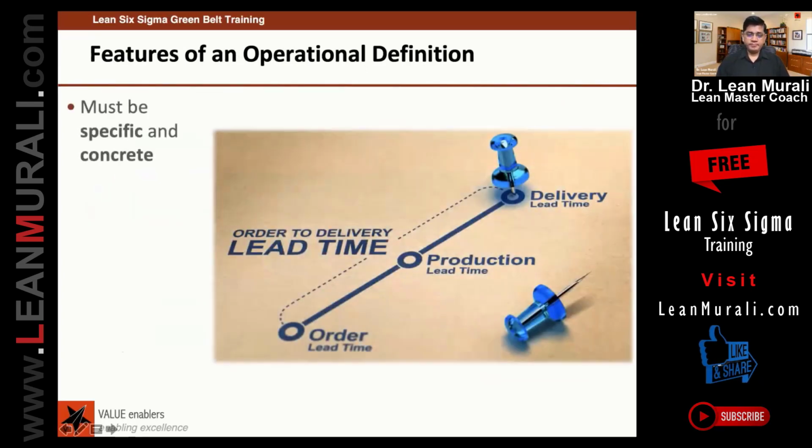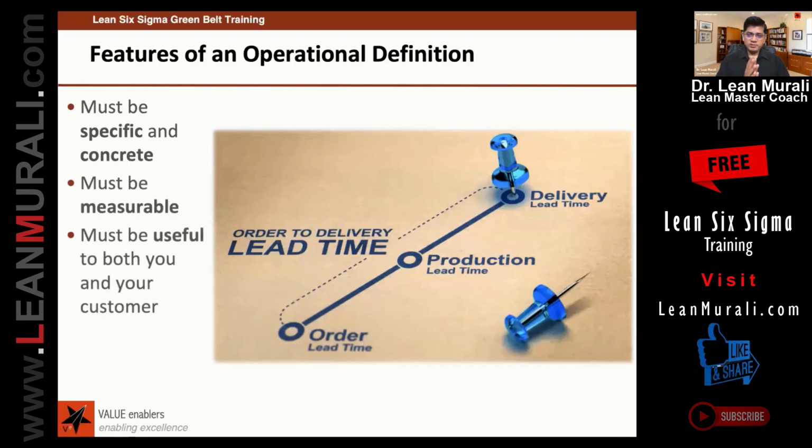For example, when we talk about order to delivery lead time, if you really want to be specific and concrete, you need to be very clear from where to where. Because there is something called order lead time, how much time you take to order. There is production lead time, how much you take for production. There's delivery lead time, how much you take to deliver. So, if you talk about features of an operational definition, you must be very specific and concrete, and it must be measurable.